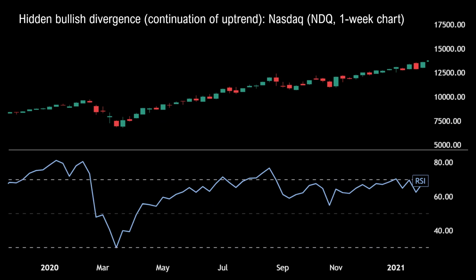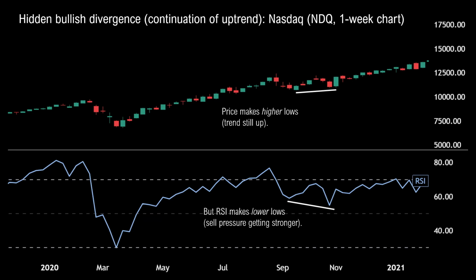And here's an example of hidden bullish divergence on the Nasdaq. The price first makes higher lows, but the RSI makes lower lows. So despite sell pressure getting stronger, sellers still can't push the price lower. A dip buying opportunity, if you ask me.